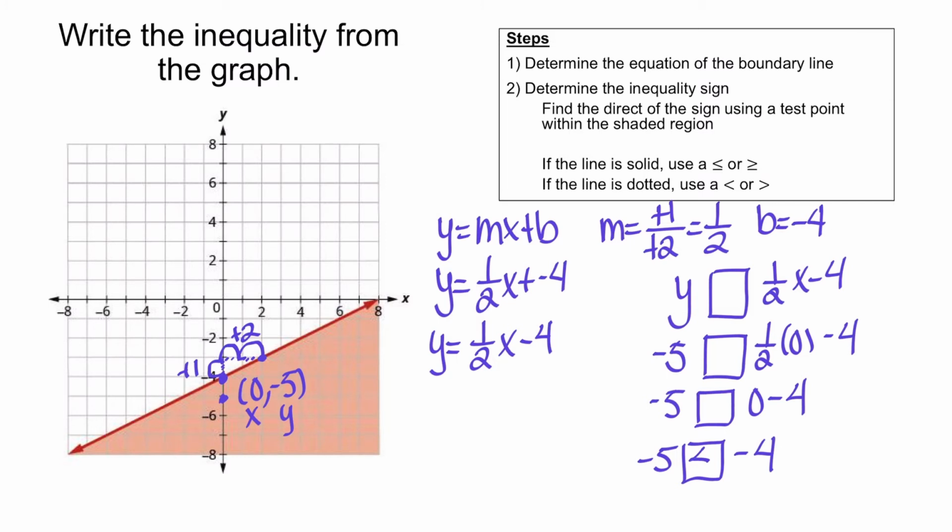Now I need to figure out whether to use a less than or equal to or a less than sign. Well, you can see from this graph that my boundary line is solid. So if it's solid, I'm actually going to use a less than or equal to sign. So that is how I determine the sign. So when I finally write this inequality, it's going to be y is less than or equal to 1/2 x minus 4.